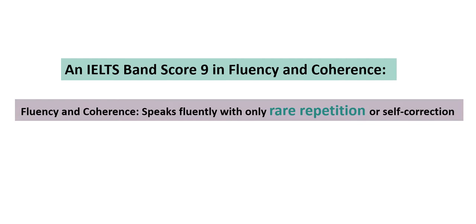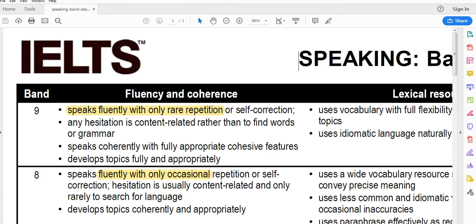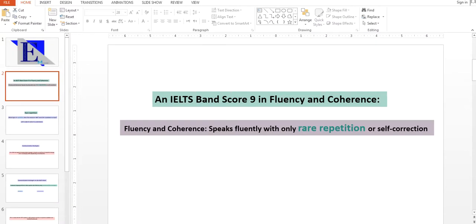We want to see what the IELTS means by saying that in fluency and coherence, if the candidate can speak fluently with only rare repetition or self-correction, as you see, then in that case the person would be attributed a band score 9.